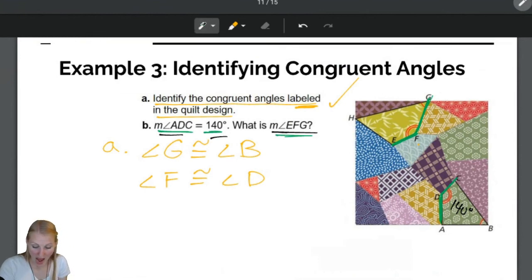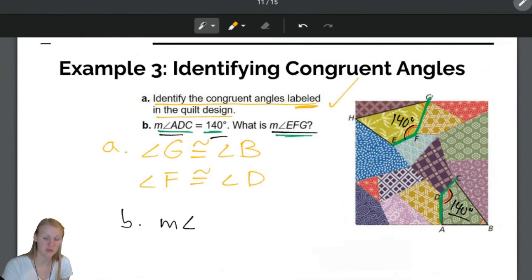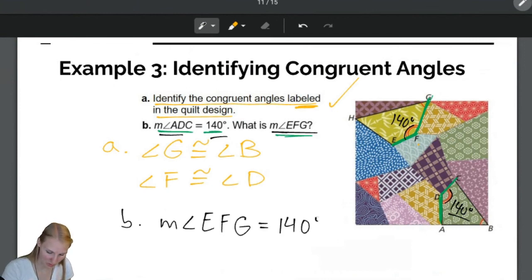So it's that angle. And wait a minute, these tick marks tell us that they're congruent. If they're congruent, they have the same measure. So if this one's 140 and they're congruent, this one also better be 140. So part B, the measure, and remember that's what the M means. The M is the measure of angle EFG is 140 degrees. Because they're congruent. And congruent means that they have the same measure.